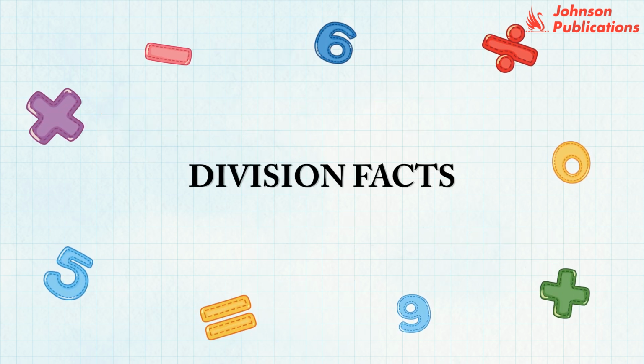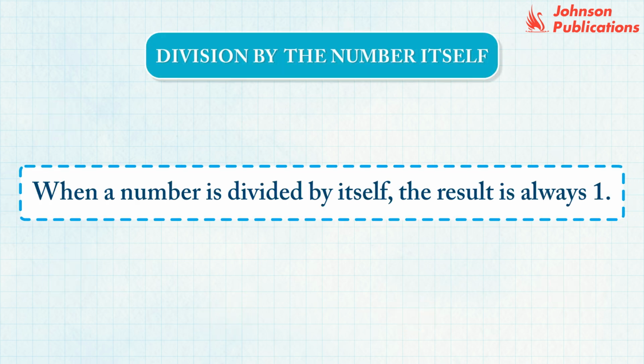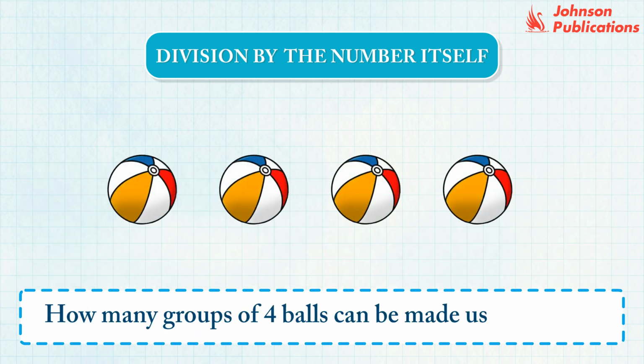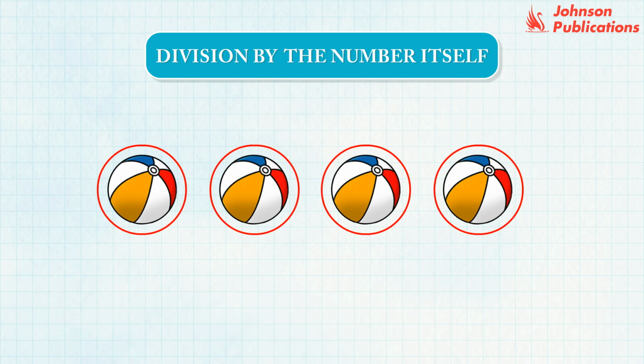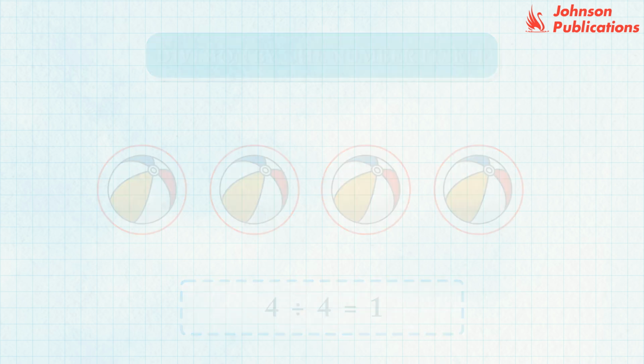Division facts. When a number is divided by itself, the result is always 1. How many groups of 4 balls can be made using 4 balls? And we can make 1 group from them. So 4 divided by 4 is equal to 1.